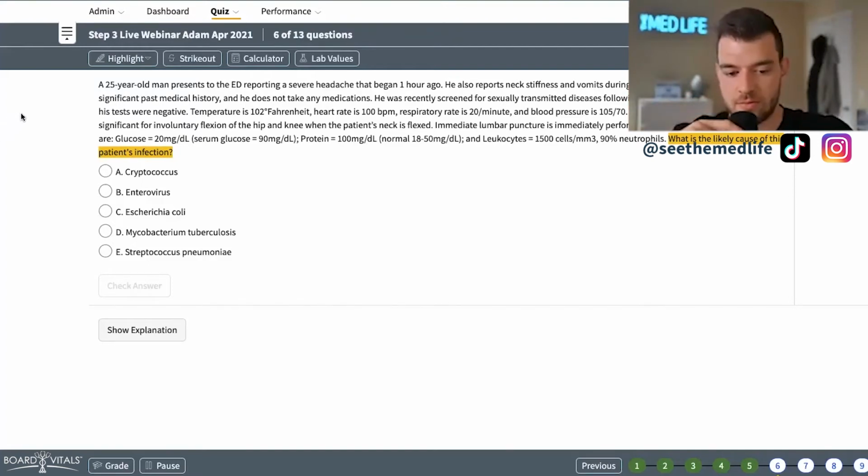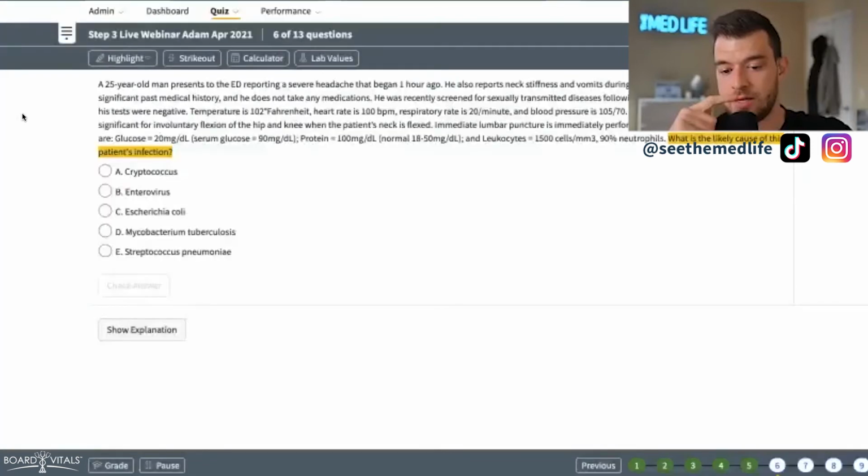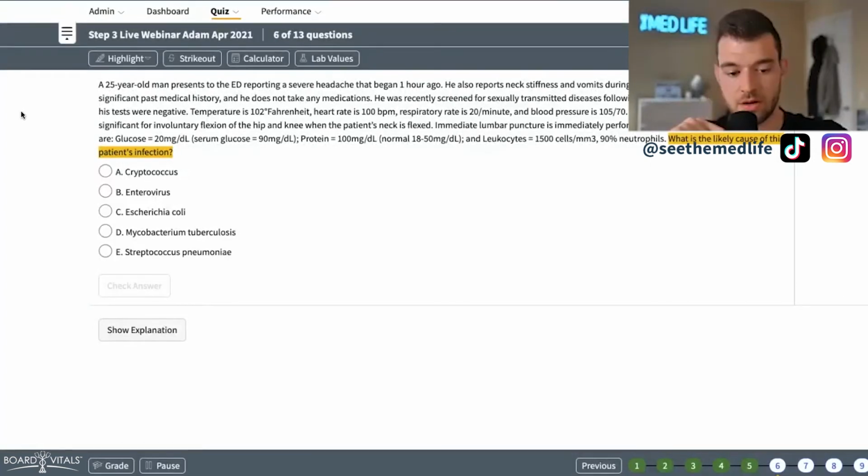So we go up to the top. A 25-year-old man presents to the emergency department reporting a severe headache that began 1 hour ago. He also reports testing for sexually transmitted diseases following unprotected intercourse, but all of the tests were negative. Temperature is 102. His heart rate is 100. His respiratory rate is 20, and his blood pressure is 105 over 70.